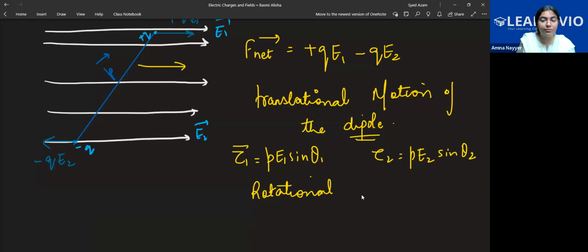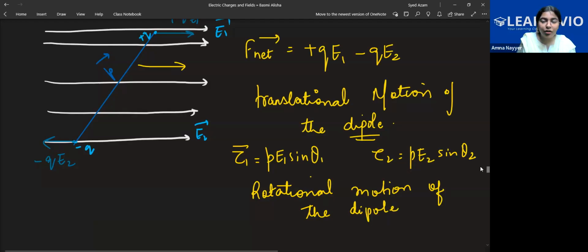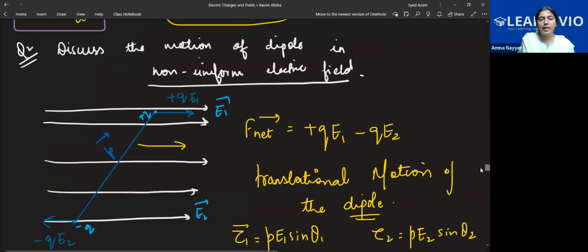So if a question comes, explain the motion of a dipole in a uniform and non-uniform electric field, then for uniform you are going to mention the above case which we did, and for non-uniform, this is your answer. Okay, write this down, then we'll start with something next.